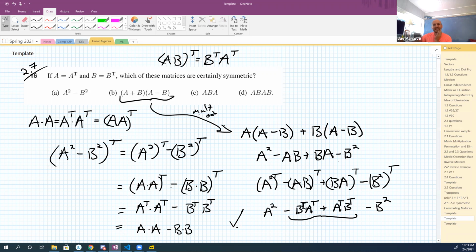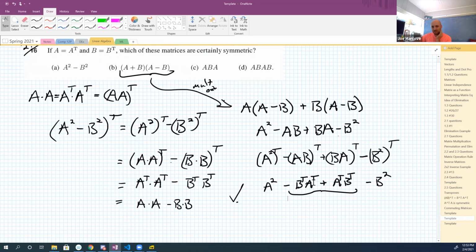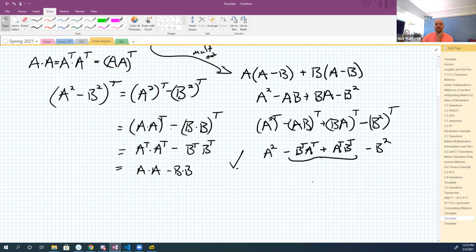I guess I know what to do with the transposes on these because A and B are symmetric, right? So I guess I can say this is A squared minus BA plus AB minus B squared. But I still have this problem that here I have a minus AB and here I have a minus BA. And here I have BA and here I have AB. I don't think I know those are the same. Those feel like they're off by a minus sign from each other, right?